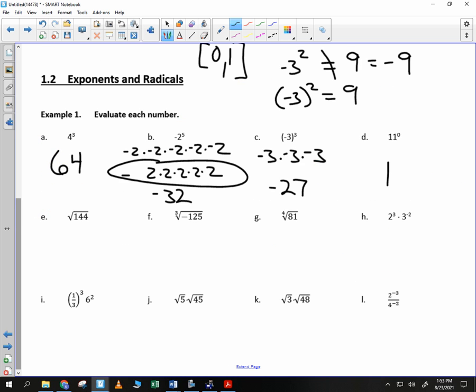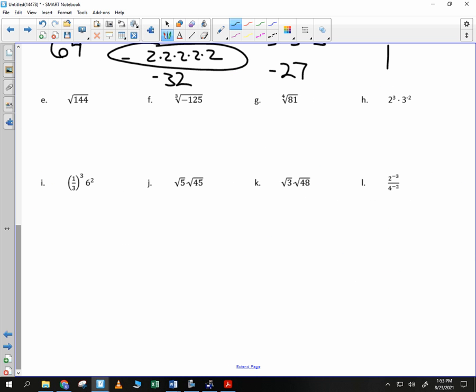All right, E, square root of 144. Can you take the square root of a negative? No. No, you get imaginary, don't you? Can you take the cube root of a negative? Yes. What's the cube root of negative 125? Negative 5. Because negative 5 times negative 5 is 25, times negative 5 again is negative 125. So you can take the cube root of a negative. Fourth root of 81. What do you multiply by itself 4 times to get 81? 3.